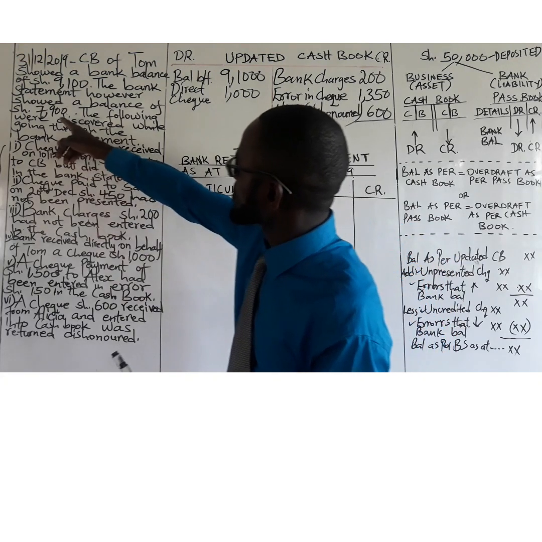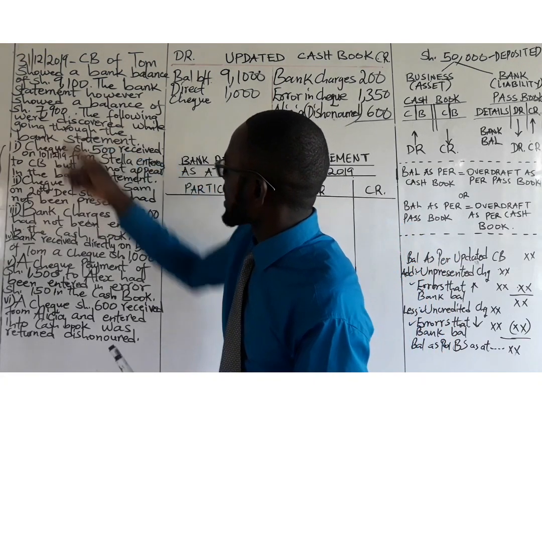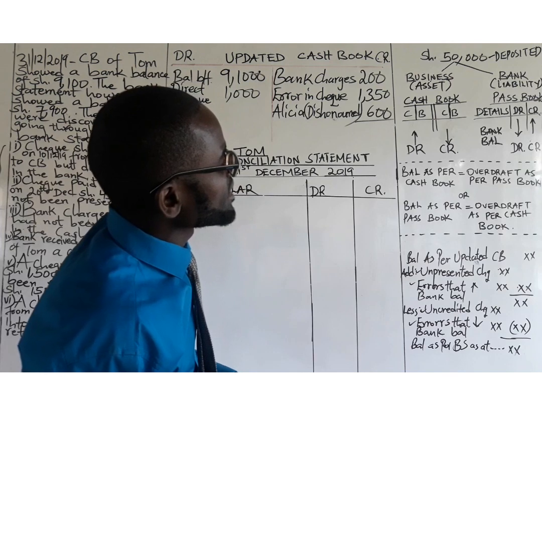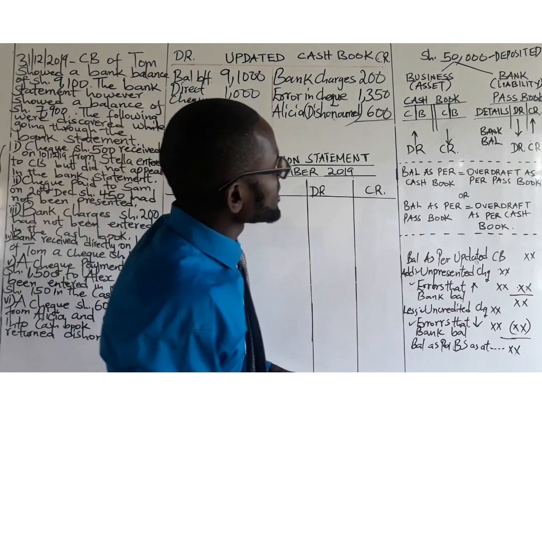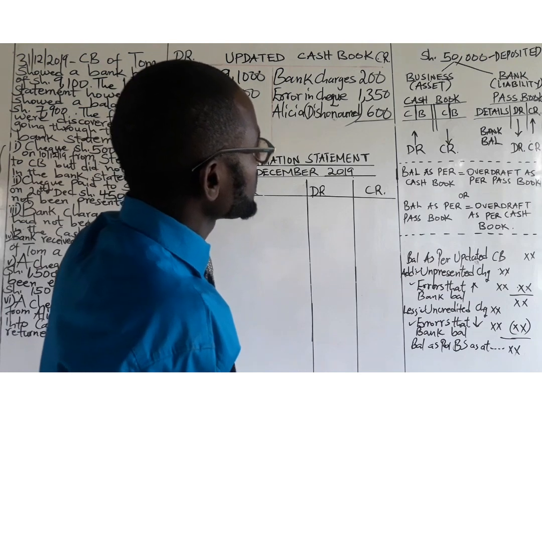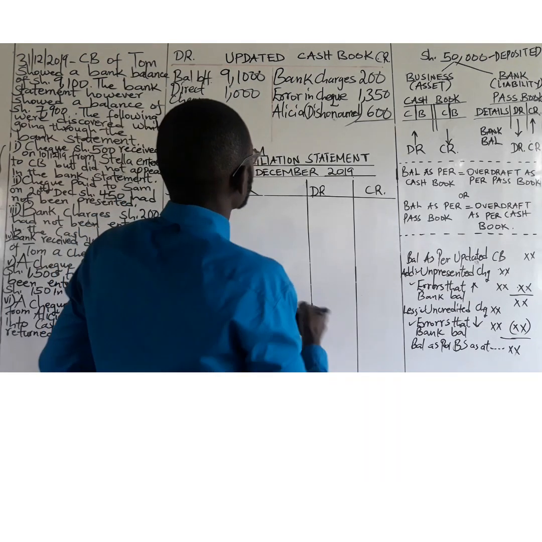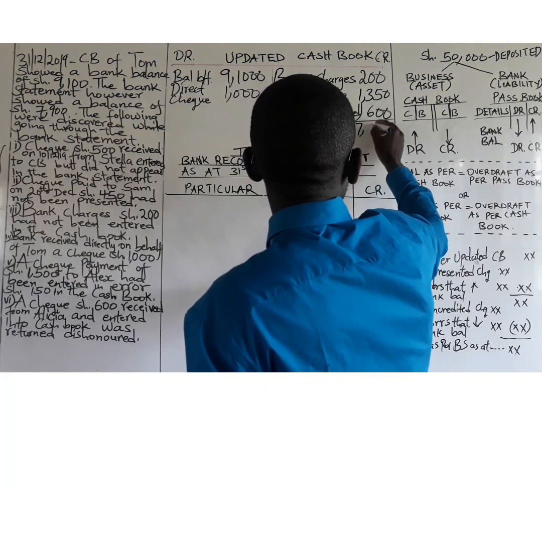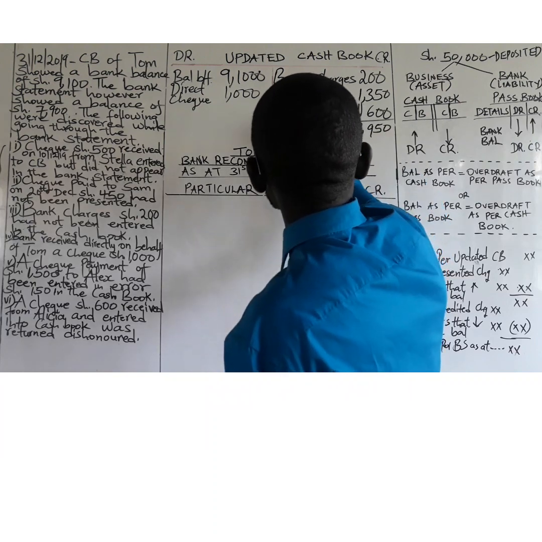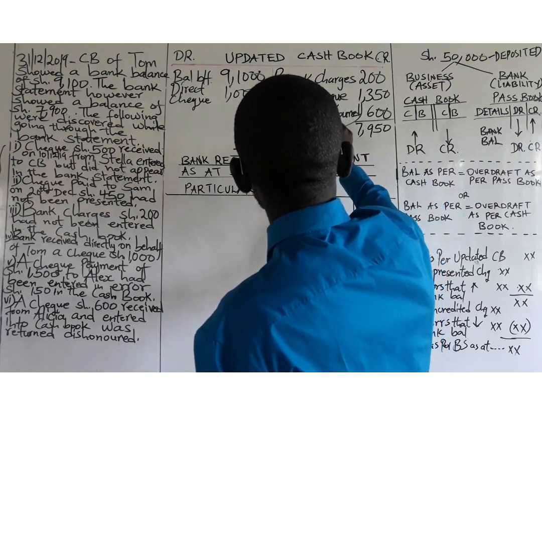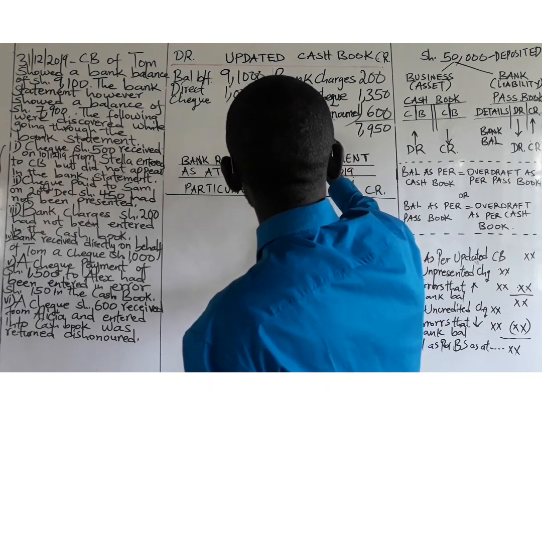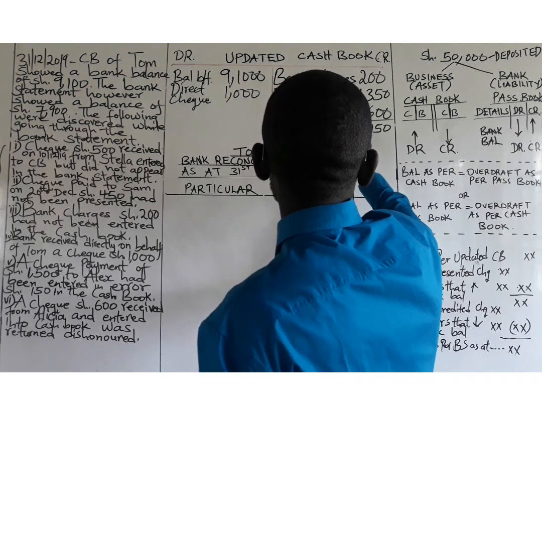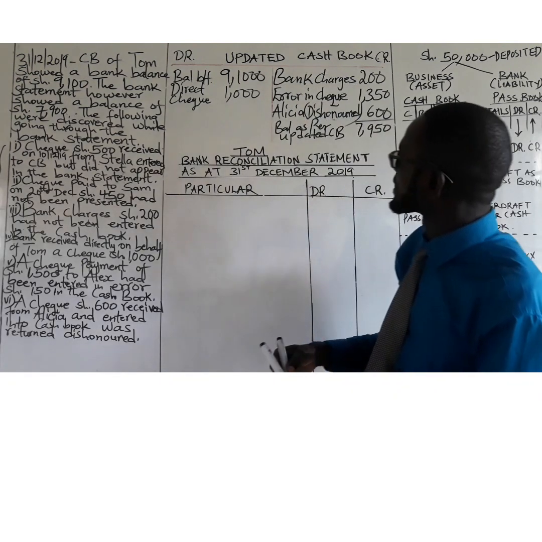2,150. 7,900 minus 2,150 is supposed to be 7,950. So this is the balance as per updated cash book.